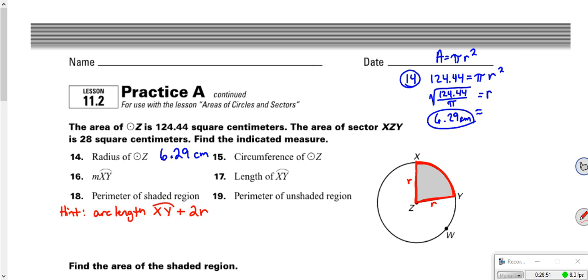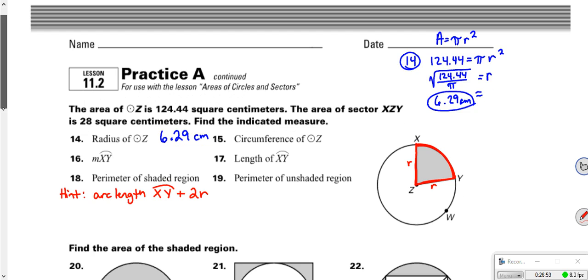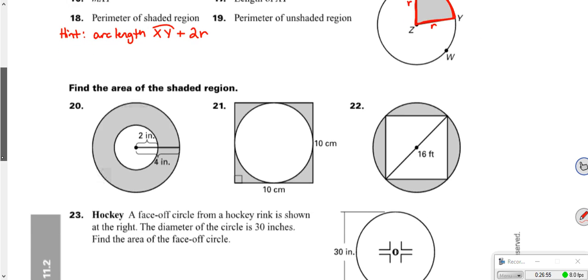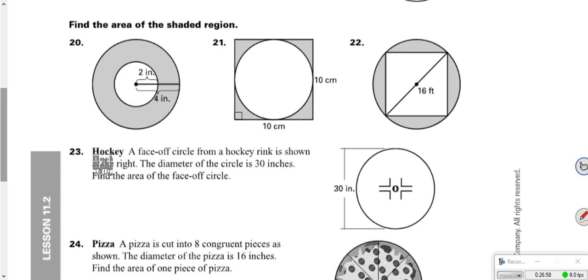Okay, 20 through 22. Let's do 22 together, and that's the last one I'll do here. Now it says find the area of the shaded region. If we're going to find the area of the shaded region, a couple of things here. First of all, the area of the shaded region is going to be the area of the circle minus the area of the square. I hope you all can see that.